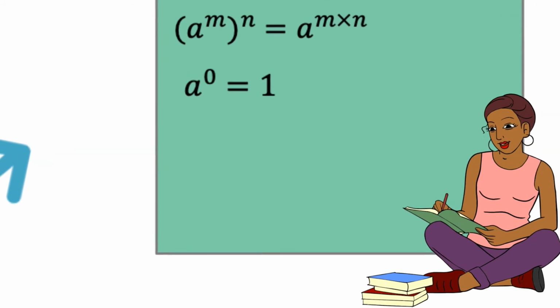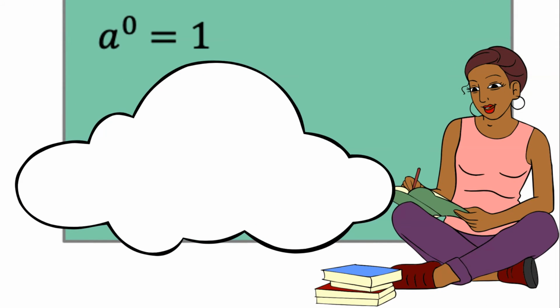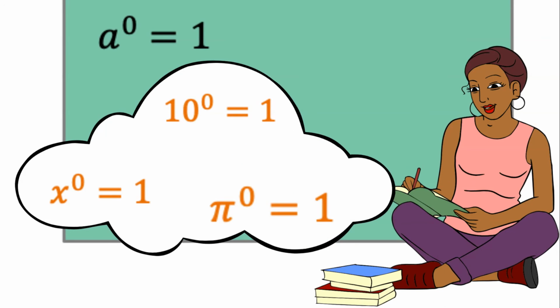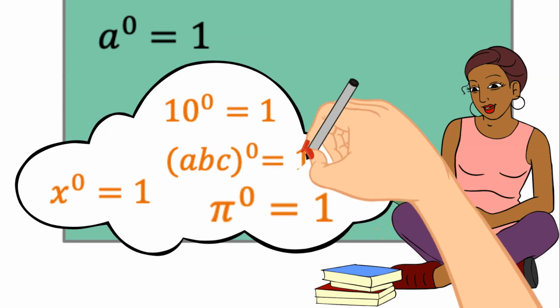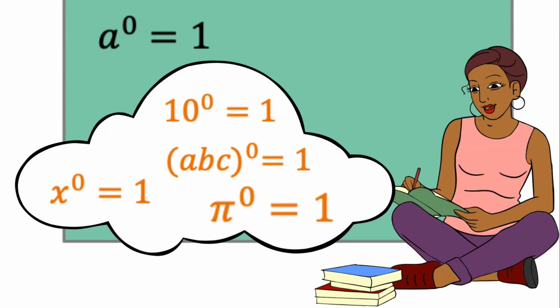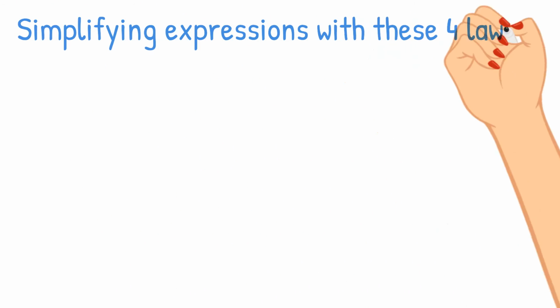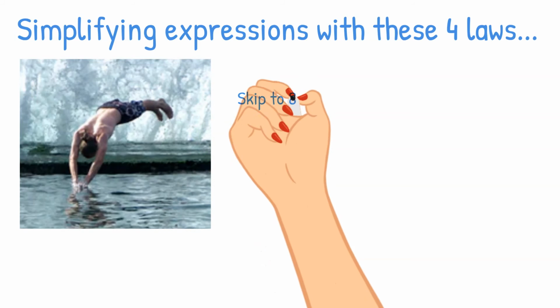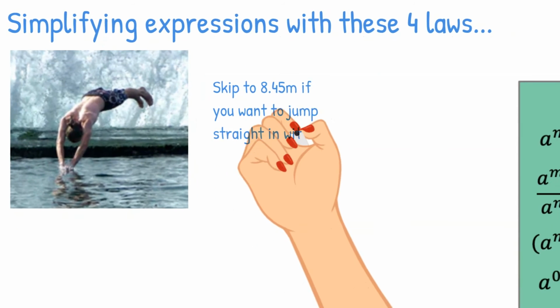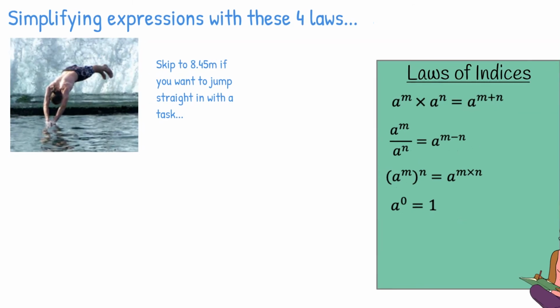And before moving on, I just want to highlight the magnitude of this. You can raise anything to the power of 0 and it gives you 1. Here's just a few examples. I'm now going to show you some examples of simplifying expressions with these 4 laws. Although skip to 4 minutes 45 if you just want to jump straight in with a task, you can always come back if you need to.